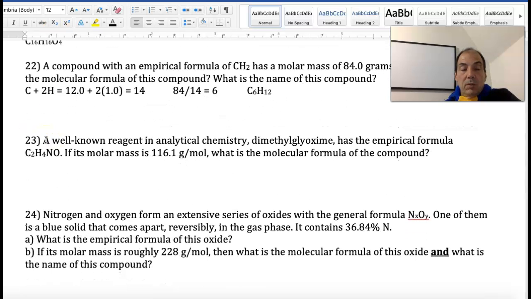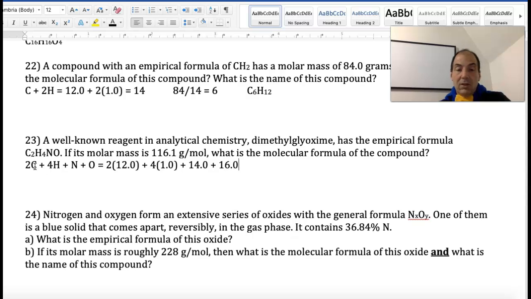All right, one more. We have a little bit longer one, C2H4NO. So we have 2 carbons, 4 hydrogens, a nitrogen, and oxygen. Carbons are still 12, hydrogens are still 1, nitrogens are 14, and the oxygens are 16. So 14 and 16 is 30, 34, and 24 is 58.